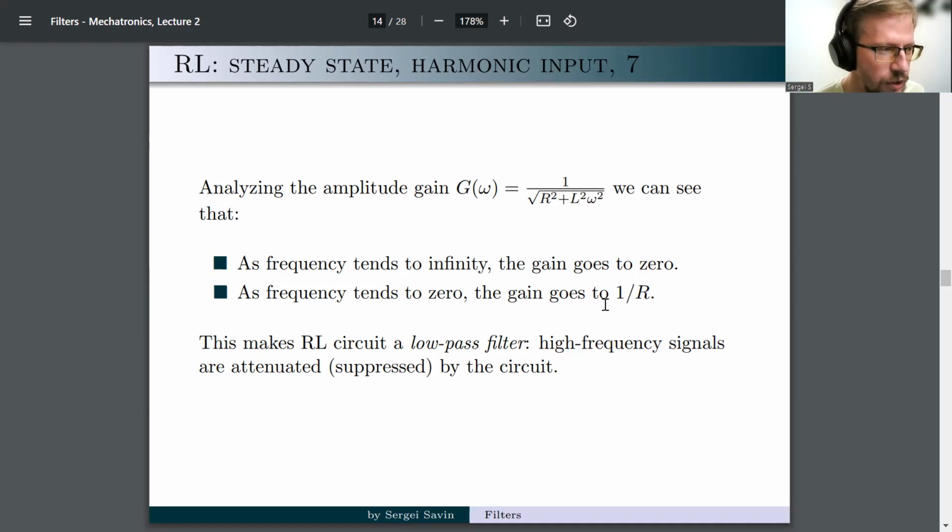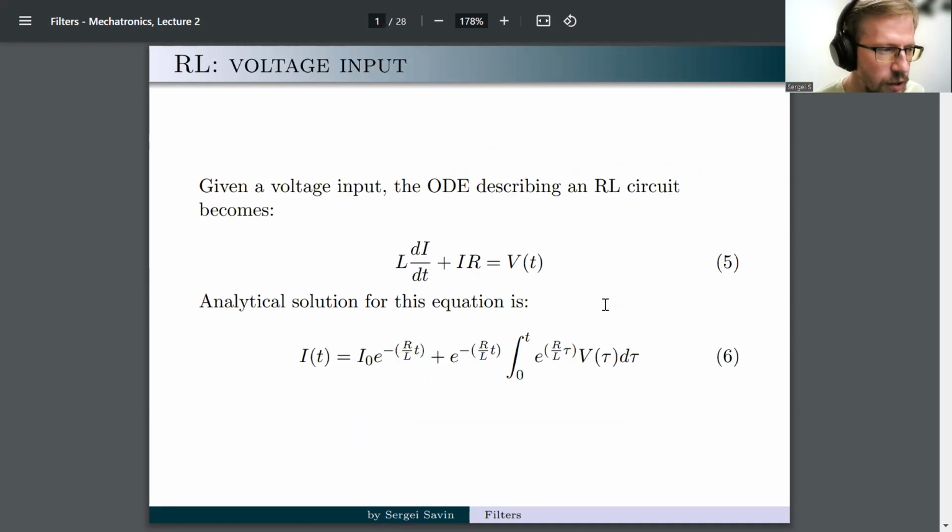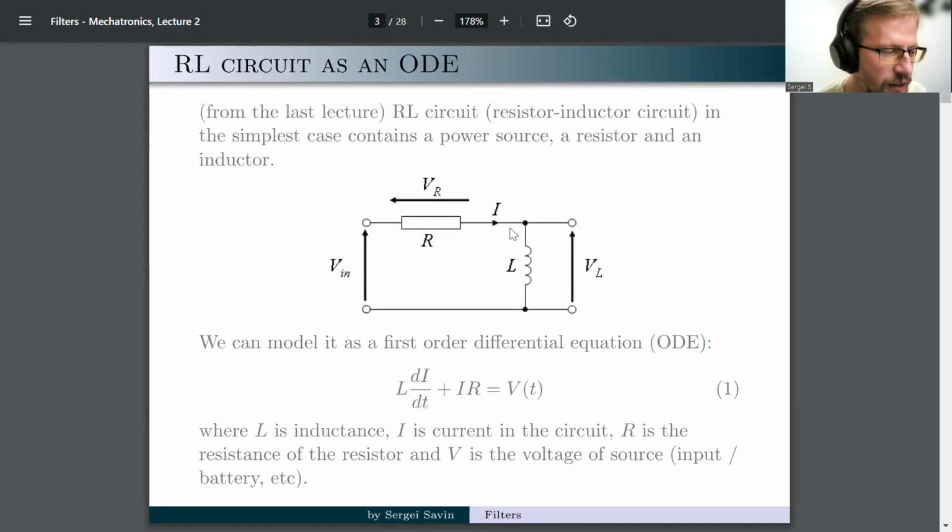Before I continue, let me just make one remark. We are discussing current. So I was saying that the amplitude of the current is going to behave this way: at high frequencies, the amplitude gain is going to tend to 0, and at low frequencies it is going to tend to 1 over R, okay?